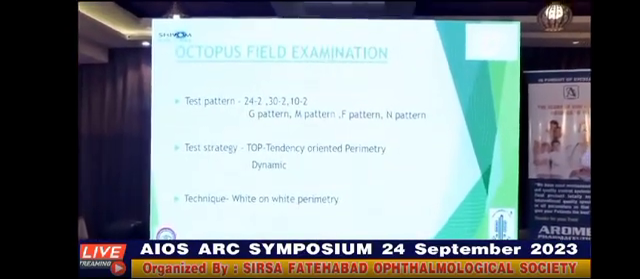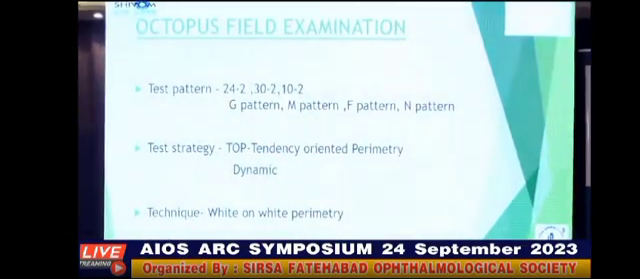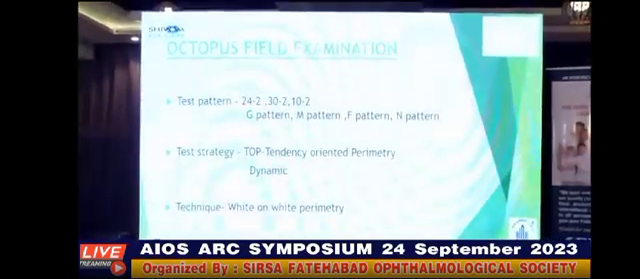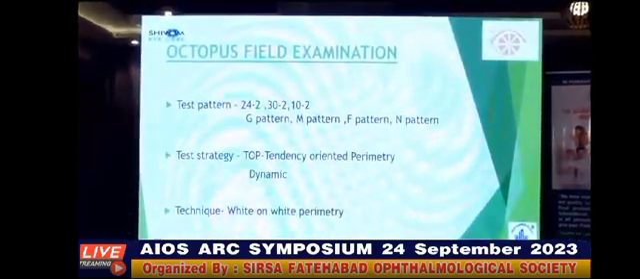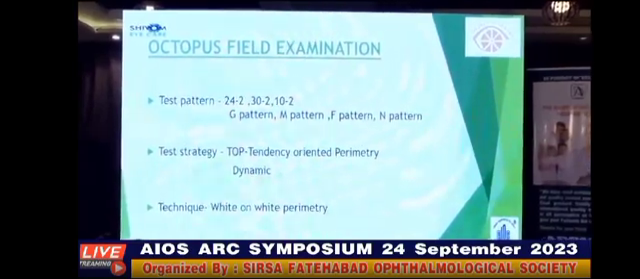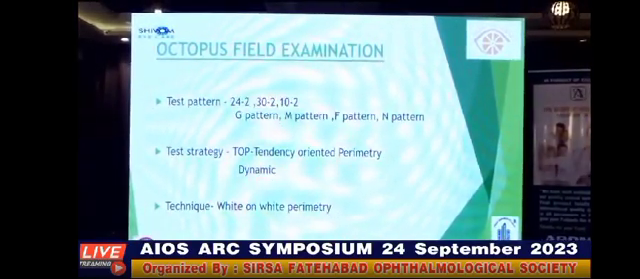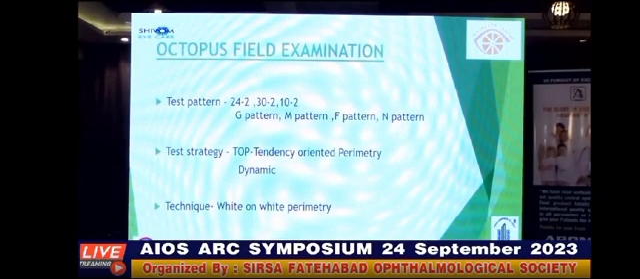So before going on to the Octopus, we should know what the pattern, strategy, and technique used in an Octopus are, as we are quite familiar with the Humphrey already. The test patterns in an Octopus are the G pattern, M pattern, F and N pattern. The test strategies used are tendency-oriented perimetry, also called the TOP, and the dynamic. The technique is the same, white-on-white perimetry.